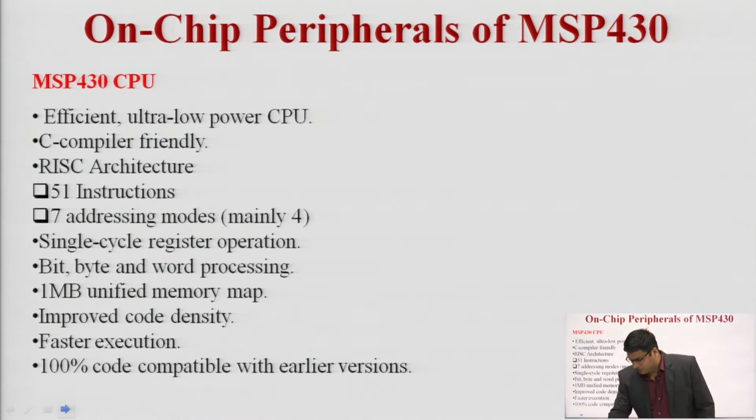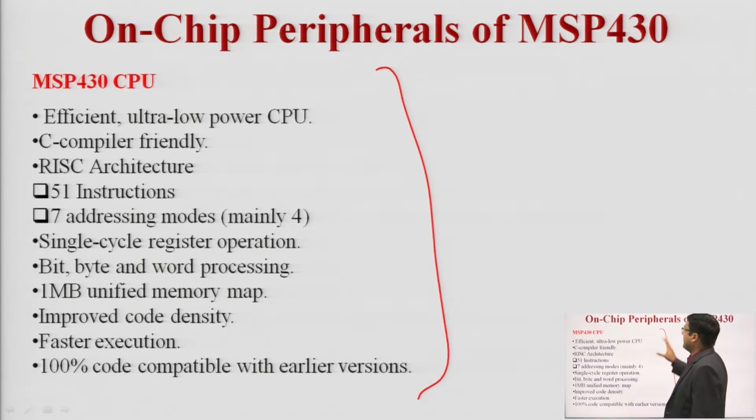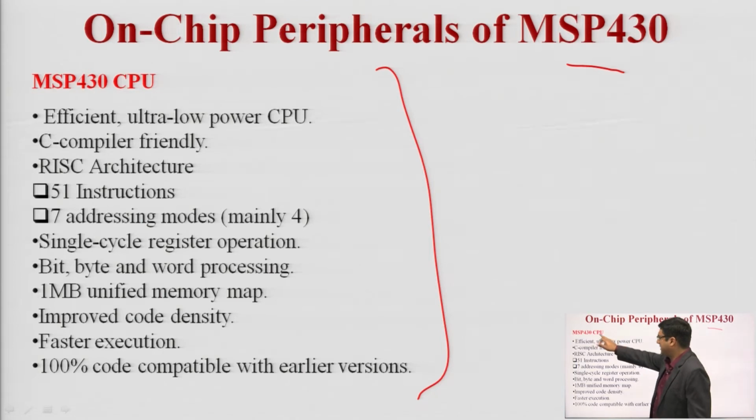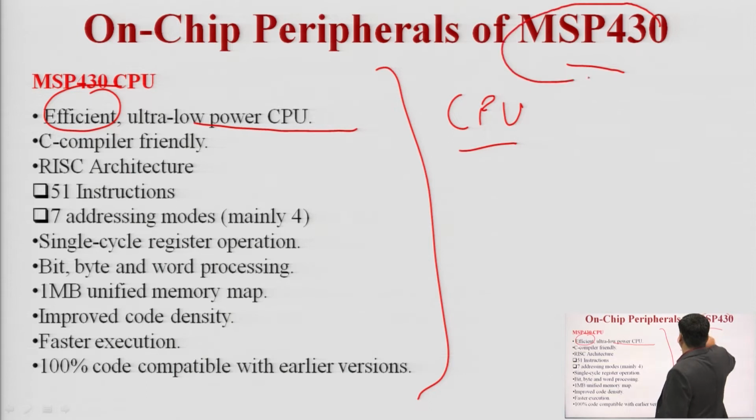Okay. So, we will see some main features of the MSP 430 CPU. In the previous lecture, we saw the detailed description of each and every block and function, but we will now see some of the important features of MSP 430 which will help give a clear understanding of the on-chip peripherals of MSP 430. First, it is efficient as compared to other microcontrollers. It is very efficient. It has an ultra low power CPU. Ultra low power CPU means that the processor we are using in MSP 430 has very low power consumption as compared to other microcontrollers.